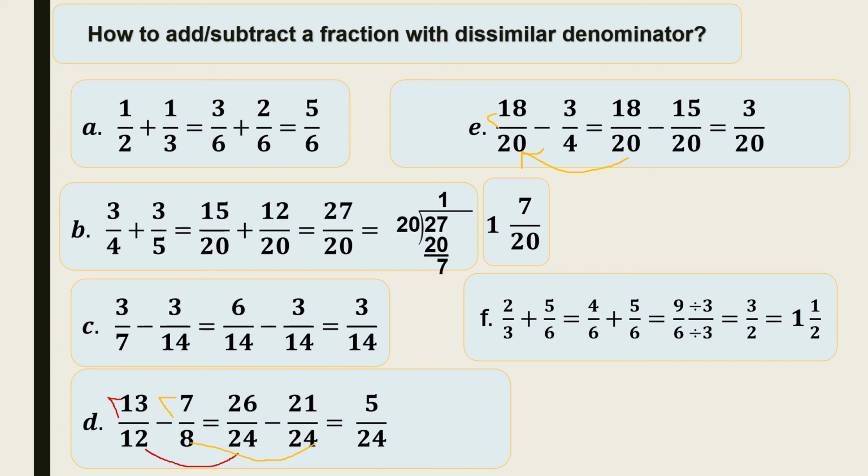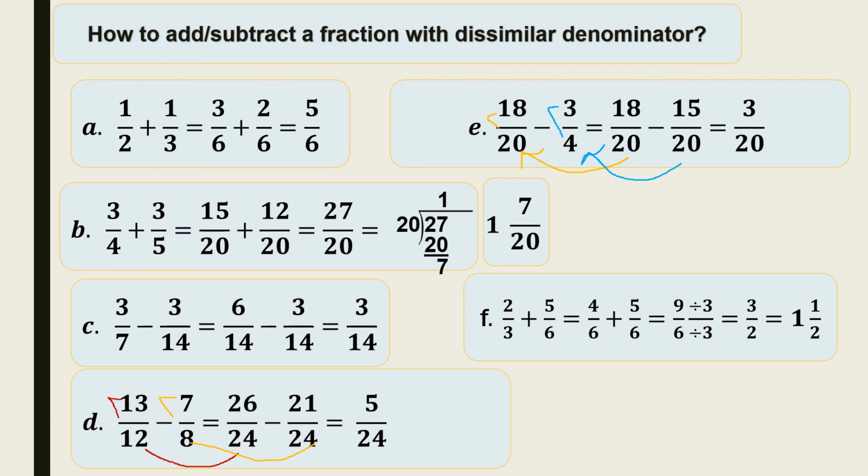And next, for the other part, we must divide 20 by 4, that is 5, and then multiply it by 3. So that will become 15. After you get that, 18 minus 15 equals 3, and then you just copy its denominator.